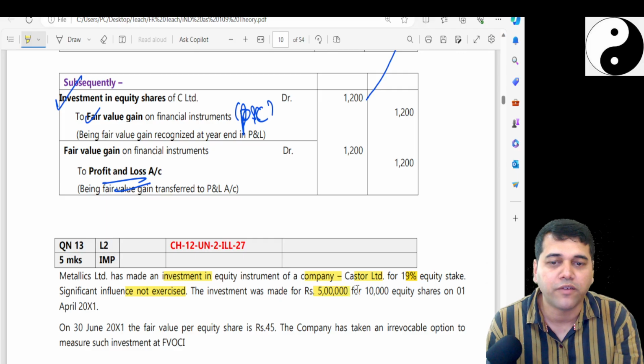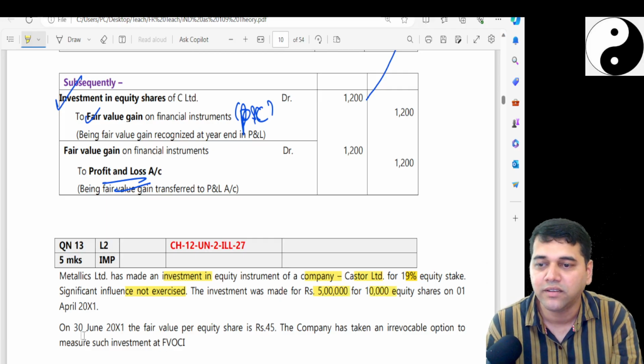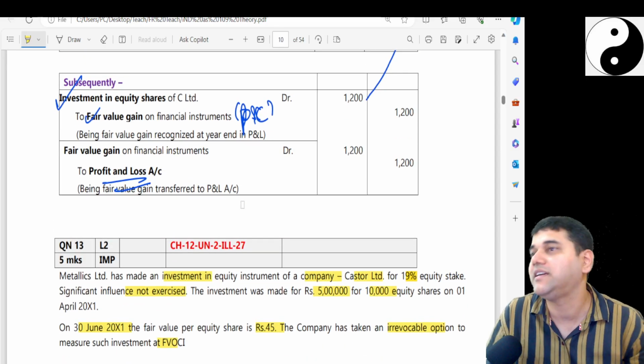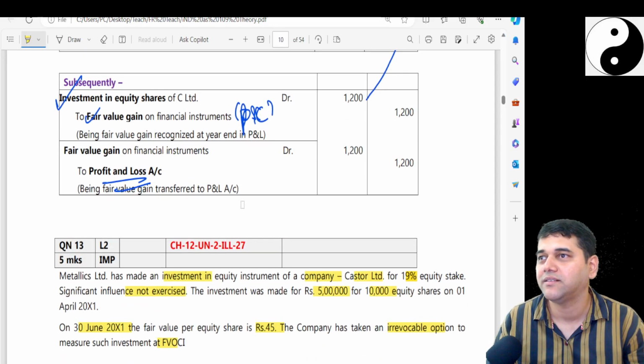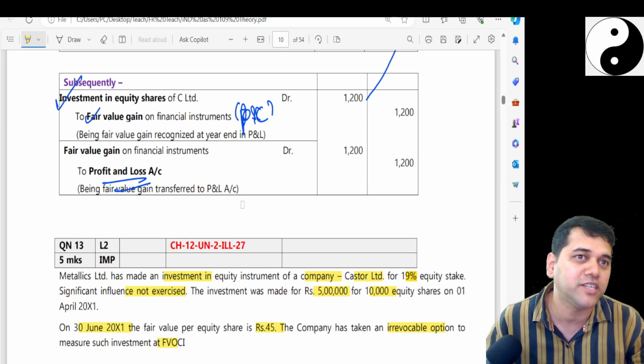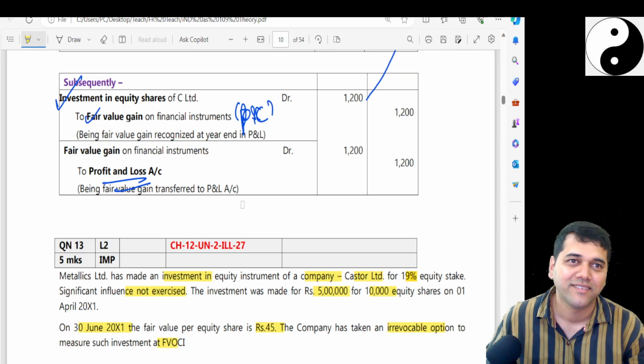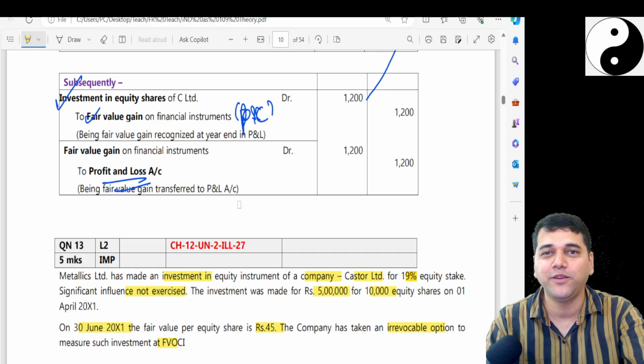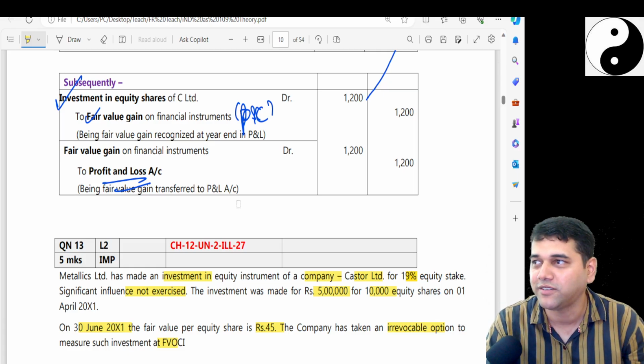Investment was made for 5,10,000 equity shares. On 30th June, the fair value is 45. Company has taken an option to measure at FVOCI. They didn't tell what they are expecting. Probably they must be asking for journal entries. Can you please pause the video, students? Please pause the video, take out your rough book, and pass the journal entries for this.